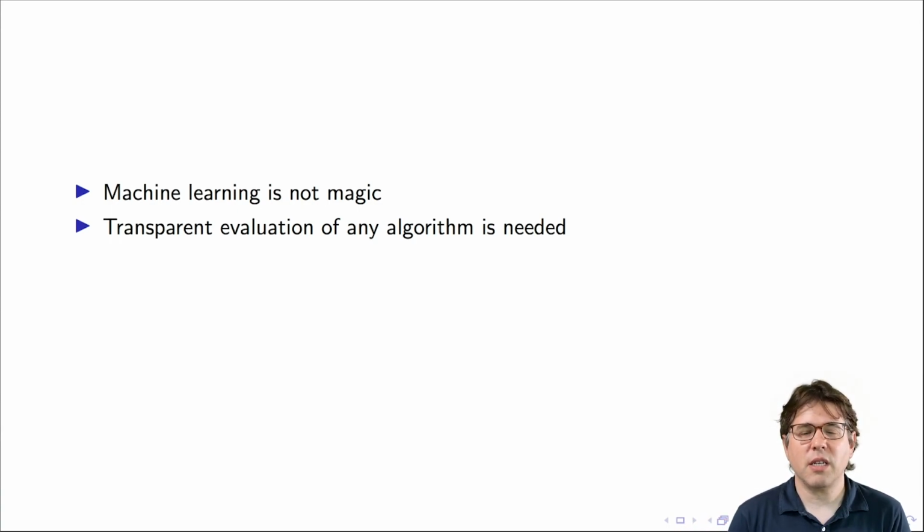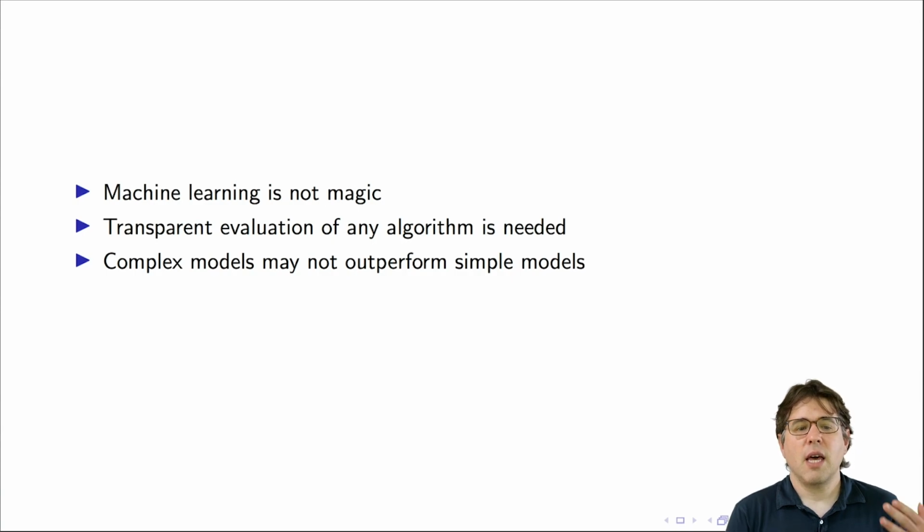Second, it's very difficult to anticipate when predictions will be accurate and when they're not. I've showed the results of the challenge to many people, experts in machine learning, experts in the life course, and there are very different ideas about how accurate these predictions would be. And so what we see is that even for experts, it's hard to anticipate, and so transparent evaluation of any algorithm is needed. And then the third lesson for policymakers is that complex models may not outperform simple models.